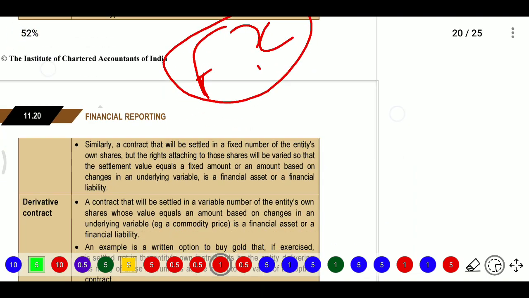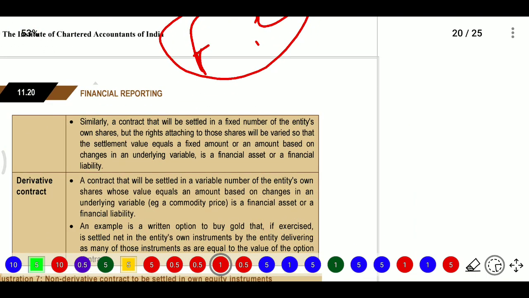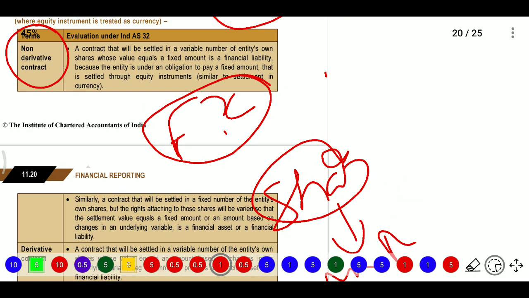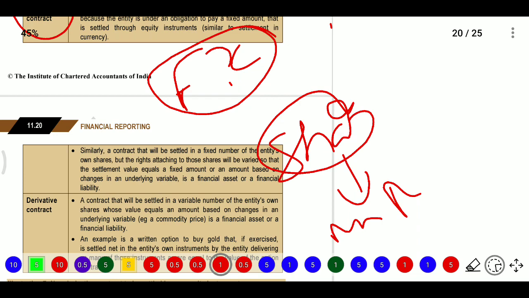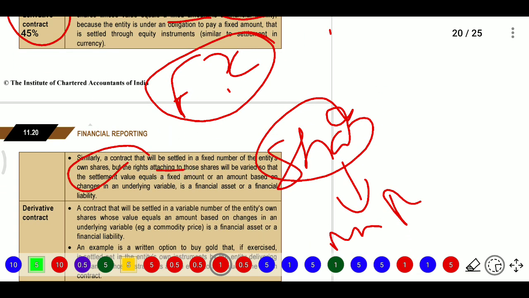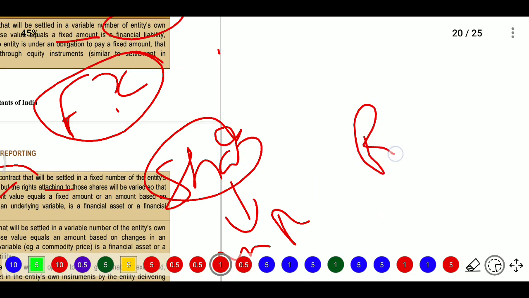And in the case of a fixed number of the entity's own shares but where the rights attaching to those shares vary, they are giving shares in a fixed number, but market price may change, so risk is there. Here a fixed number of own shares contract will be there, and where the value is a fixed amount, it is a financial liability. Here the amount was not fixed, means we will go with the market price. Market price may go up or it may go down, so risk is there. When risk is there, it will become equity.